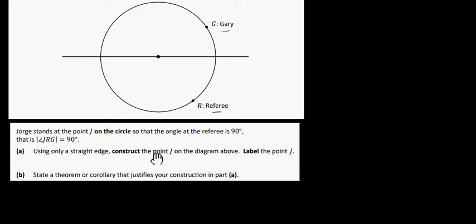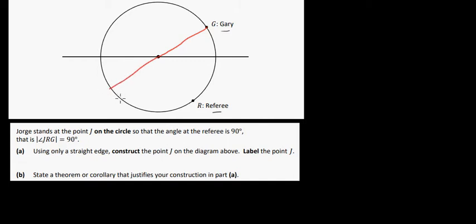Using only a straight edge, construct the point J on the diagram above, and label the point J. So what you're going to do, I'm doing this freehand, but you have to use a straight edge, a ruler or something like that. Put your ruler on these two points, and join them up. Actually, maybe I'll do this in a different color. So you're going to start here, cross here, and continue it on until it hits the circle.